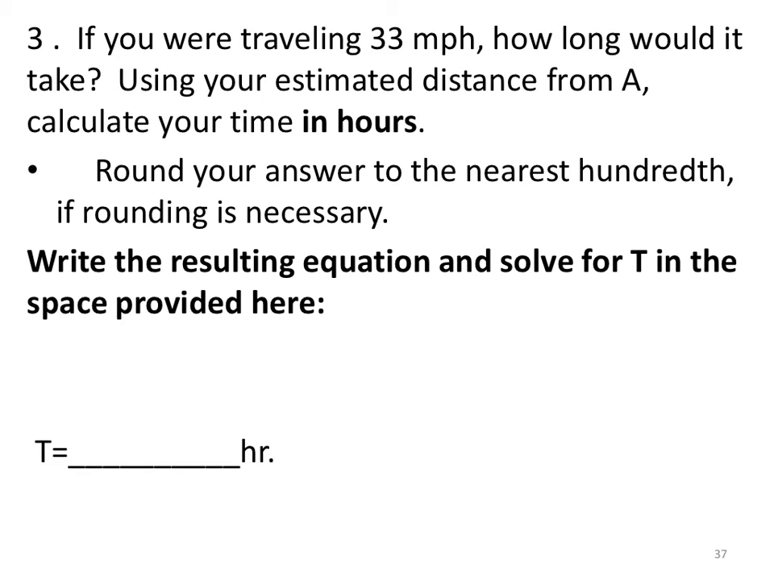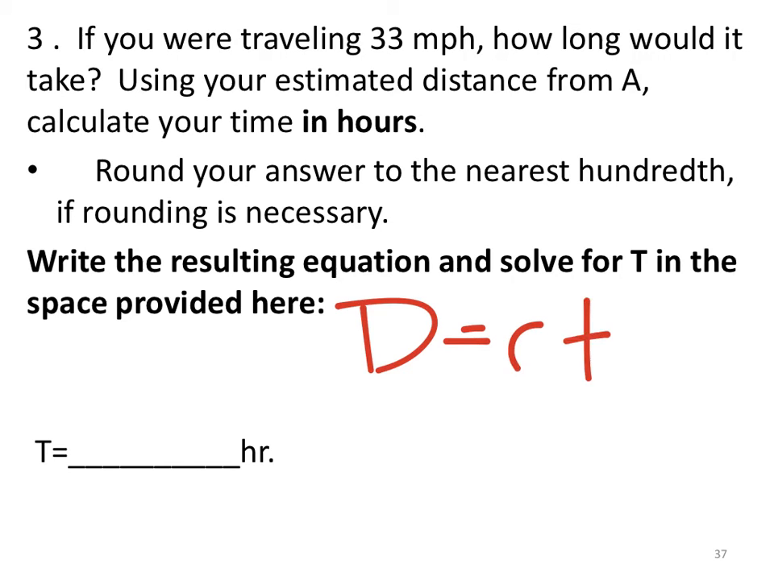Next up, if you were traveling 33 miles per hour, how long would it take? Use your estimated distance from A, calculate your time in hours, round it to the nearest hundredth, and write the equation and solve for T. Okay, well, here we go. This one wants to know how long would it take. That's T.